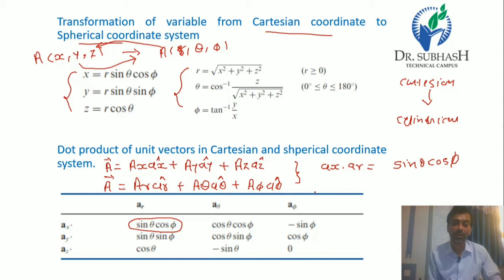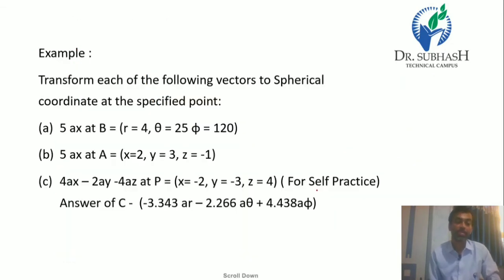So this formula and this table are very important for the example of the transformation of the Cartesian coordinate system to the spherical coordinate system, and I advise you to remember these formulas and tables. Okay, example: here we are required to transform the vectors to the spherical coordinate system.